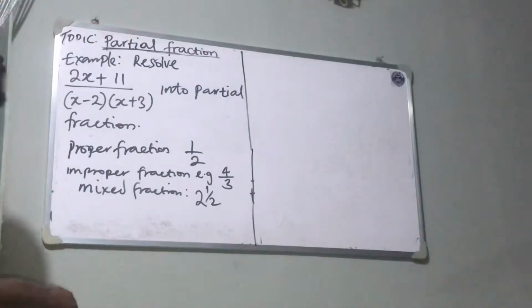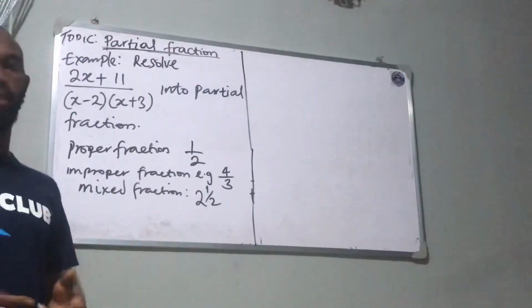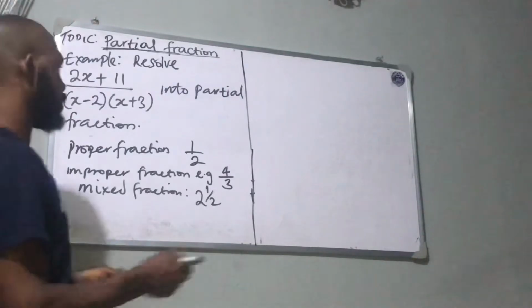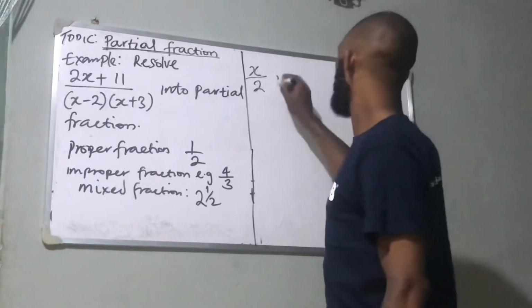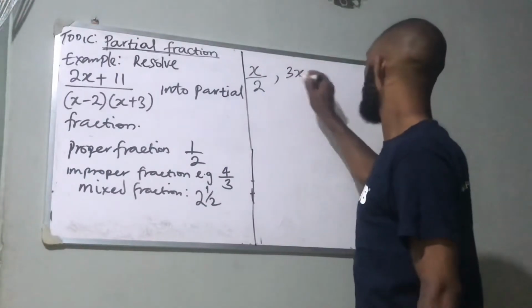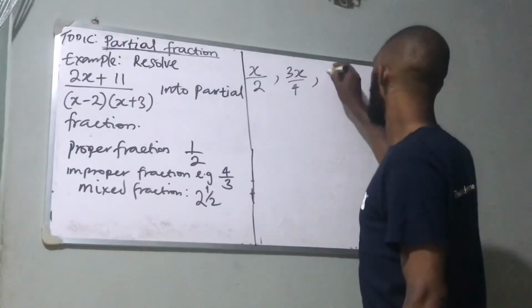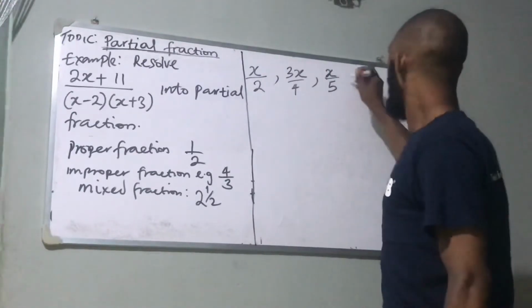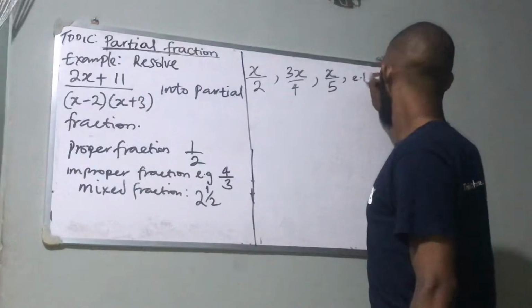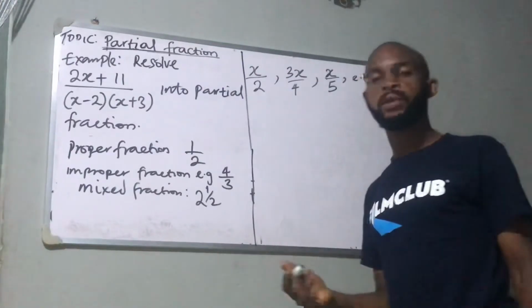Then we'll also talk about algebraic fractions. Algebraic fractions are fractions that are mixed with letters. Examples of algebraic fractions, we have x/2, we have 3x/4, we have x/5, and so on and so forth.